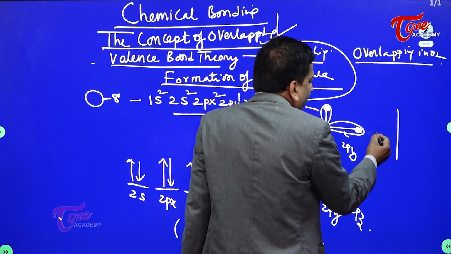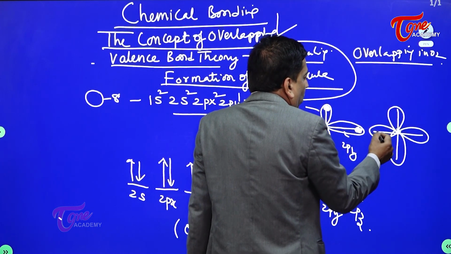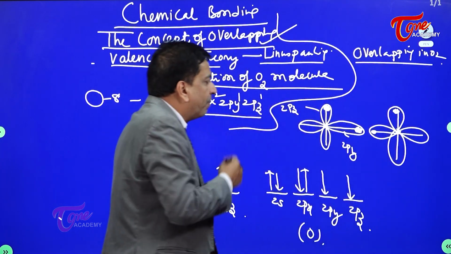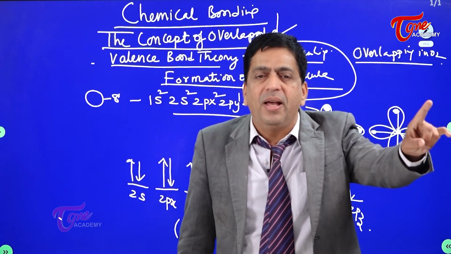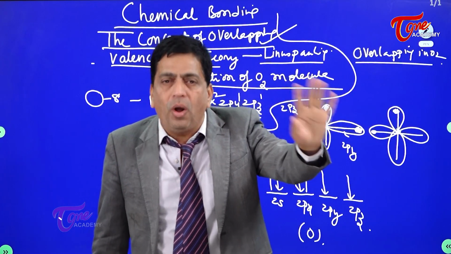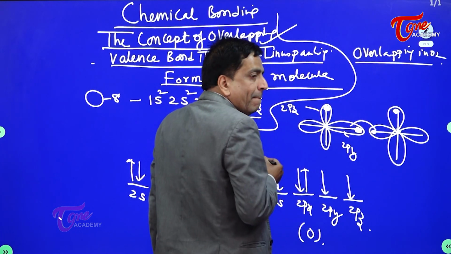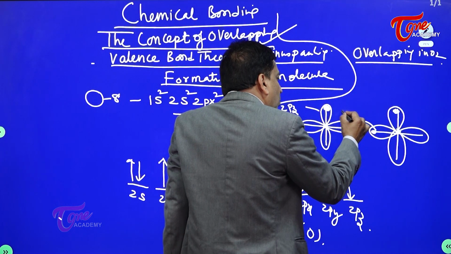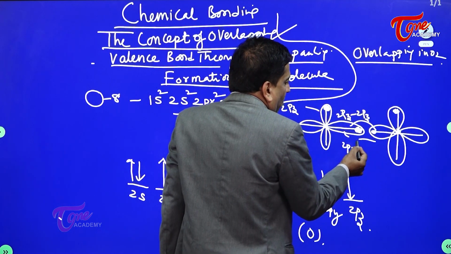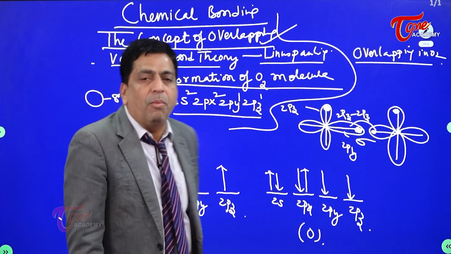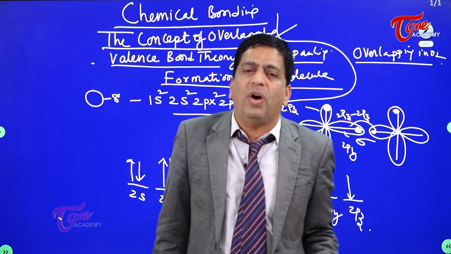Similarly, this is the 2pz and this is the 2py or whatever. Both are what? Mutually perpendicular. Now what did the valence bond theory say? Only those electrons that possess opposite spin must be participating in bonding. I mean overlapping rather. So they are ready. This is the overlap, and this is basically 2pz overlap, and that results in a sigma bond formation. Because of head-on overlap, 2 heads overlapping, that results in sigma bond formation.